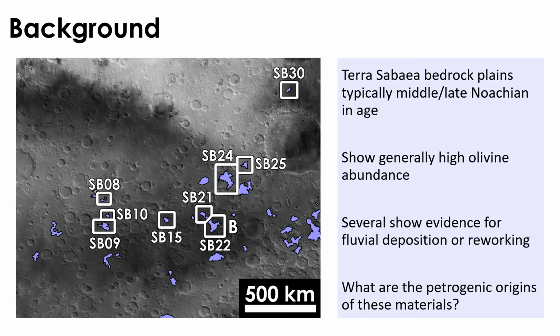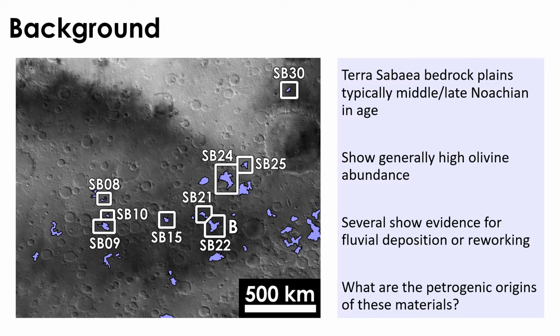For this study, we looked at bedrock plains in the Terra Sabaea region. These bedrock plains cluster densely in the highlands northwest of the Hellas Basin. They show among the highest olivine abundances observed in our global survey, and several show strong evidence for fluvial deposition or reworking of materials. We wanted to understand the petrologic origin of these bedrock plains.